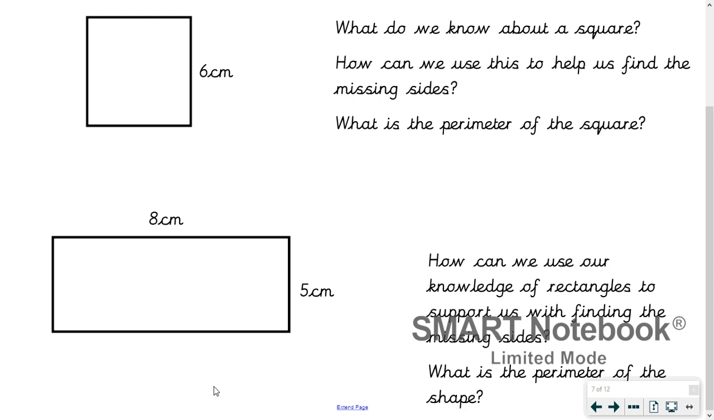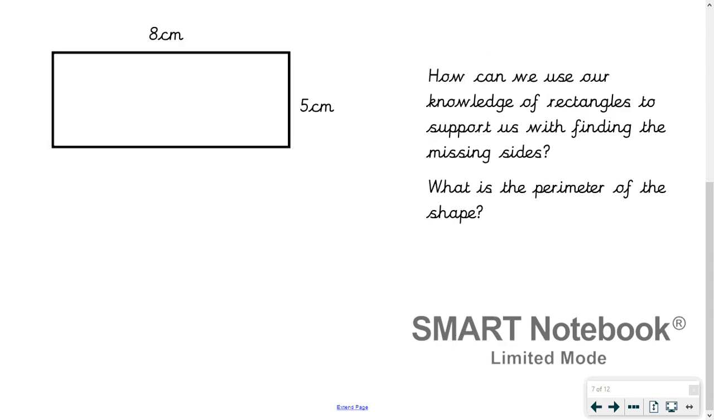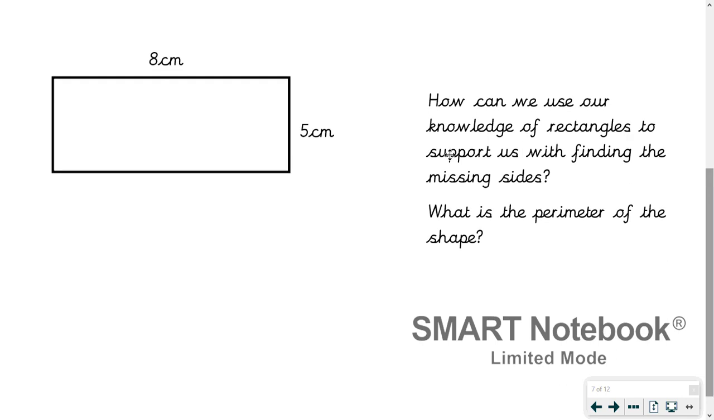Down to a rectangle, and we're going to use what we know about its characteristics, about its properties again. So we have a side of 8 centimeters and a side of 5 centimeters. Now with a rectangle, we know that opposite sides are equal in length. If this one's 8 centimeters, so is this one. If this one's 5 centimeters, so is this one. So 5 add 5 is 10, 8 add 8 is 16, 10 add 16 is 26 centimeters. So even if you've not got all the sides, you can use what you know of shapes to get them.